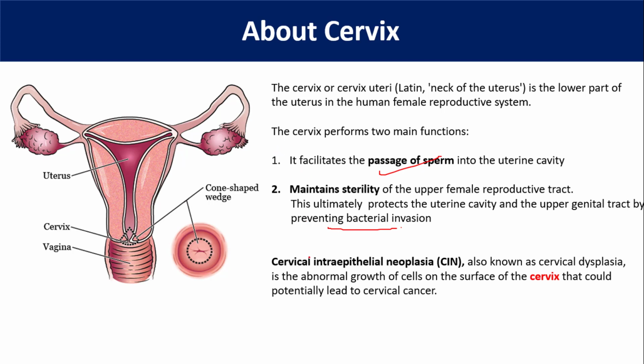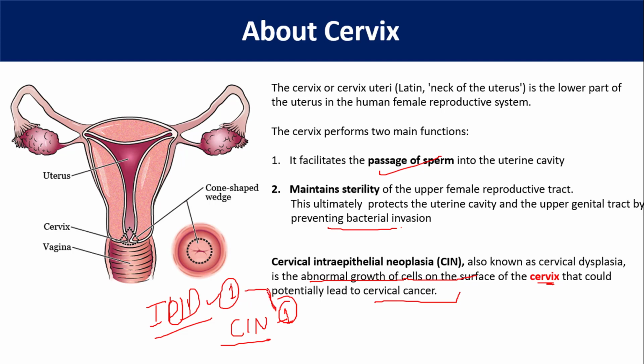So what is CIN? CIN is cervical intraepithelial neoplasia, also known as cervical dysplasia. It is an abnormal growth of cells on the surface of the cervix that could potentially lead to cervical cancer. So now you understand the importance of the IUD status and the CIN status. If these are in positive numbers, for example their values are 1 and 1, then you can say that the patient may be suffering from cervical cancer.